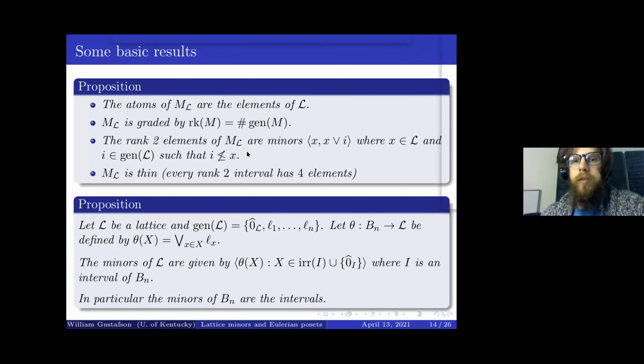And the rank 2 elements of the poset of minors are not so hard to describe. So you pick one element as your bottom set, anything in the lattice, and then you pick a join irreducible to go up by. Okay, and then these are also thin, meaning every rank 2 interval looks like a diamond.